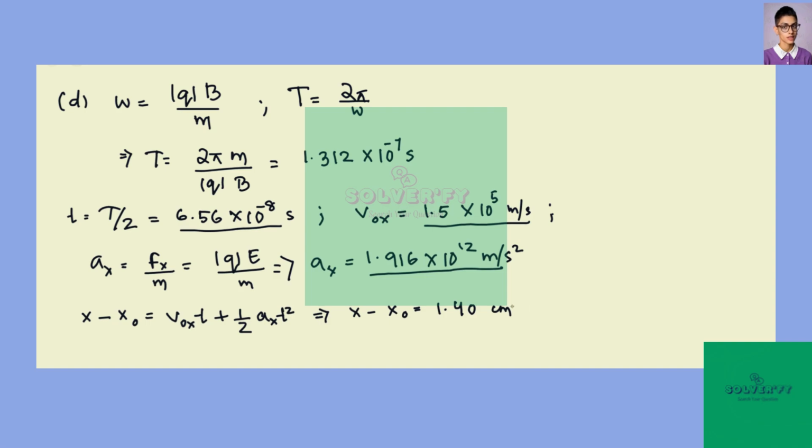So this is the x component of the displacement of the proton from its position. x naught is the position at t equals 0, and x is the position at t equals time period over 2.